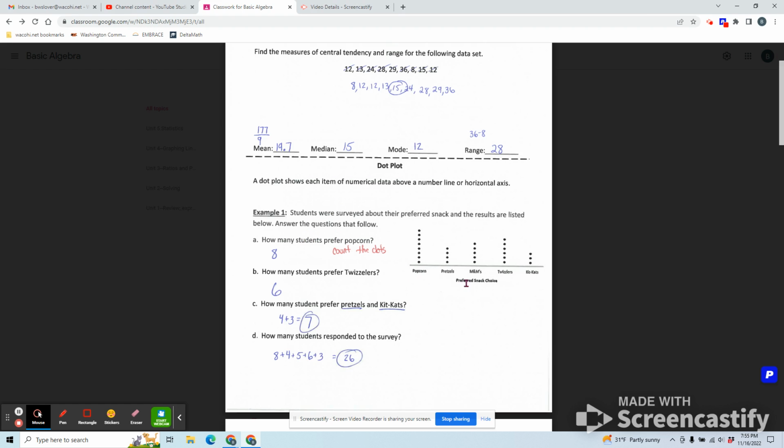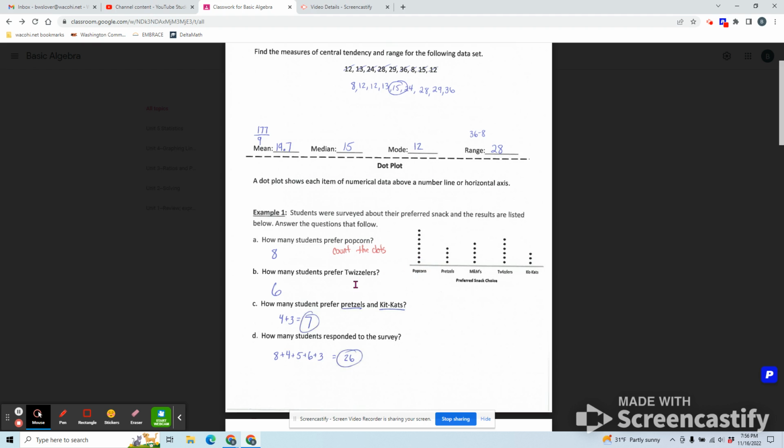So here we have preferred snack choices. Here we have the different responses: popcorn, pretzels, M&Ms, Twizzlers, and Kit Kats. Each dot represents one survey point, one data point. So one person said they liked popcorn, and then another and another, maybe not in that order, but that's how many you have. So how many students prefer popcorn? 8. And all I did was count the dots.